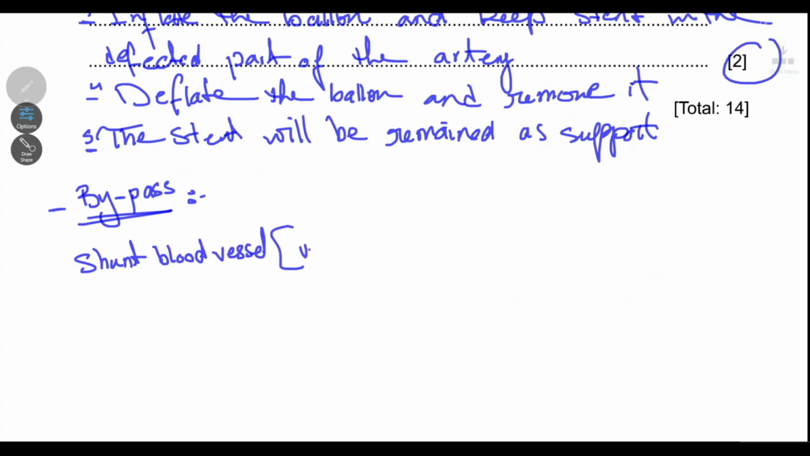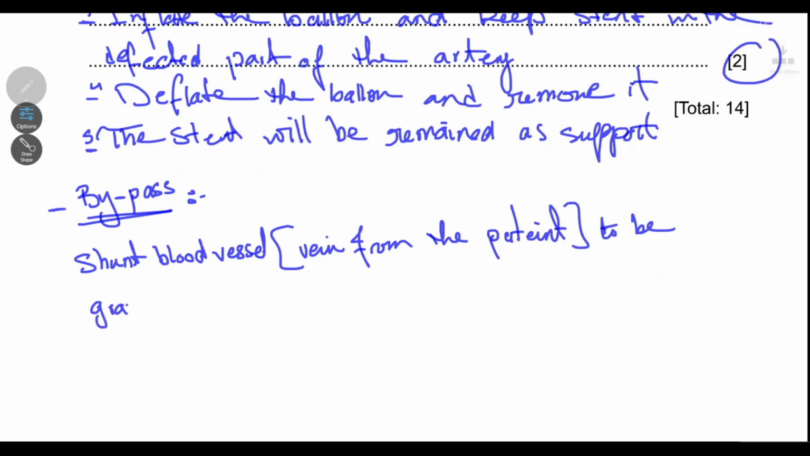Mostly they are taken vein from the patient himself, in order to be grafted to replace the damaged artery.